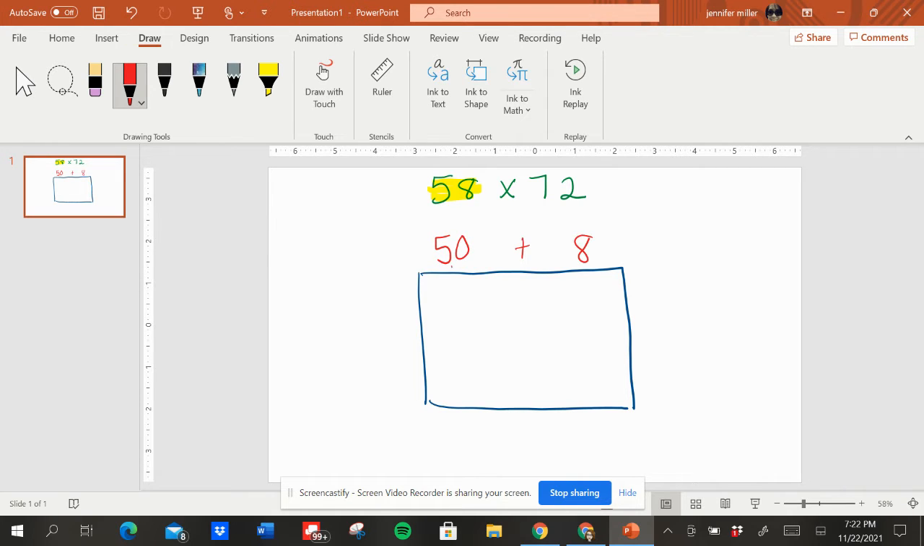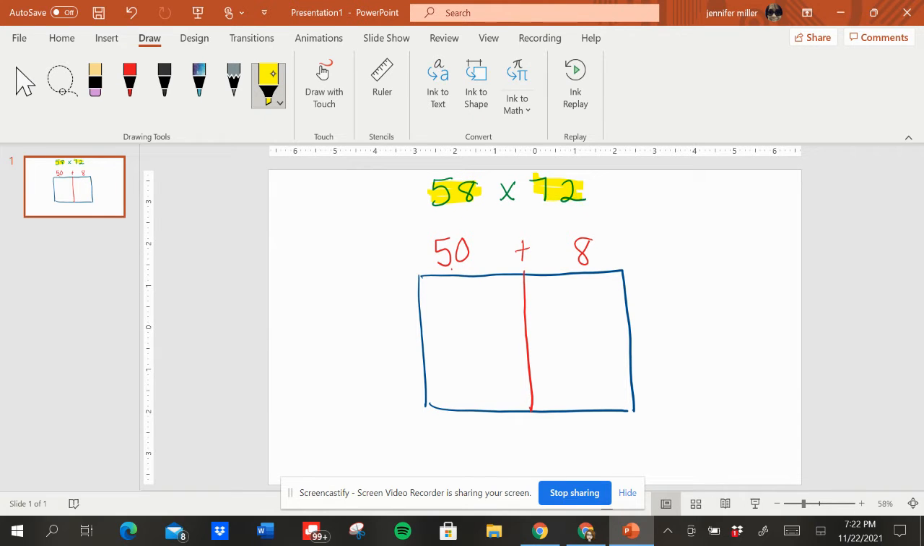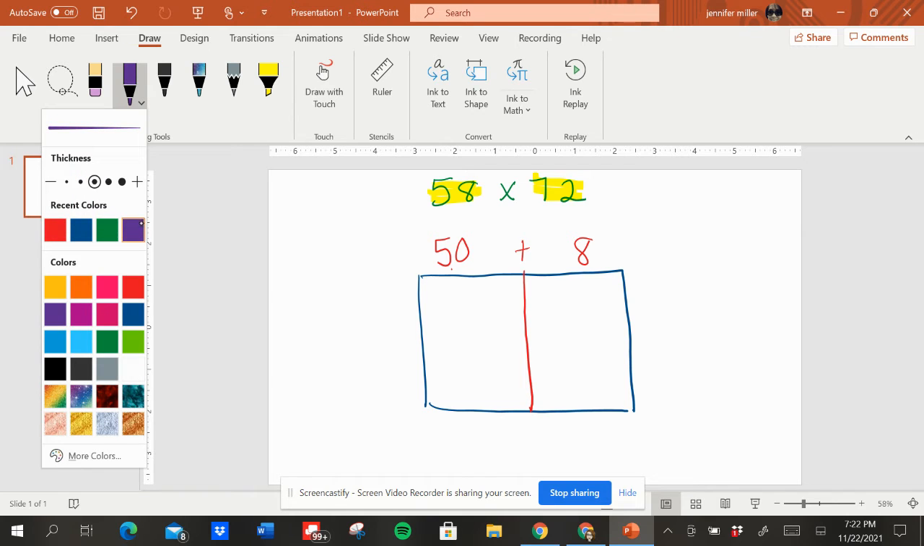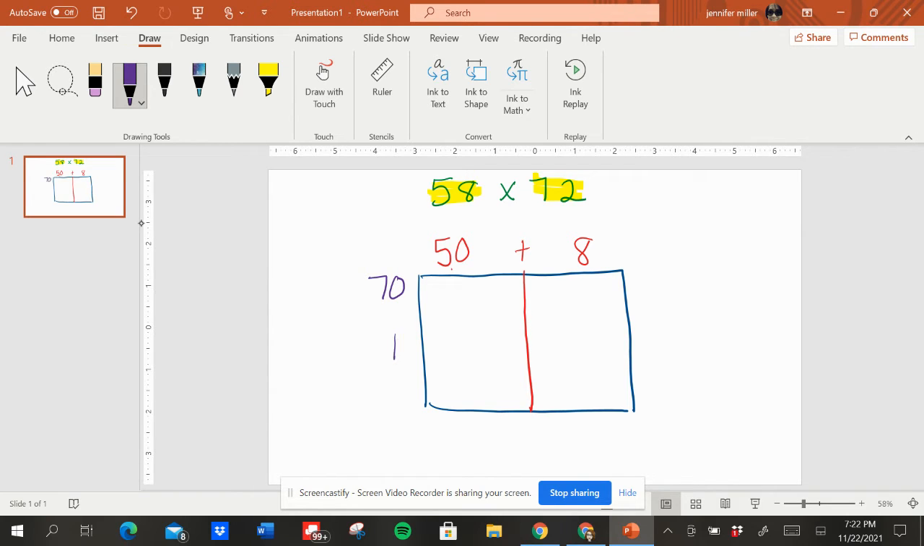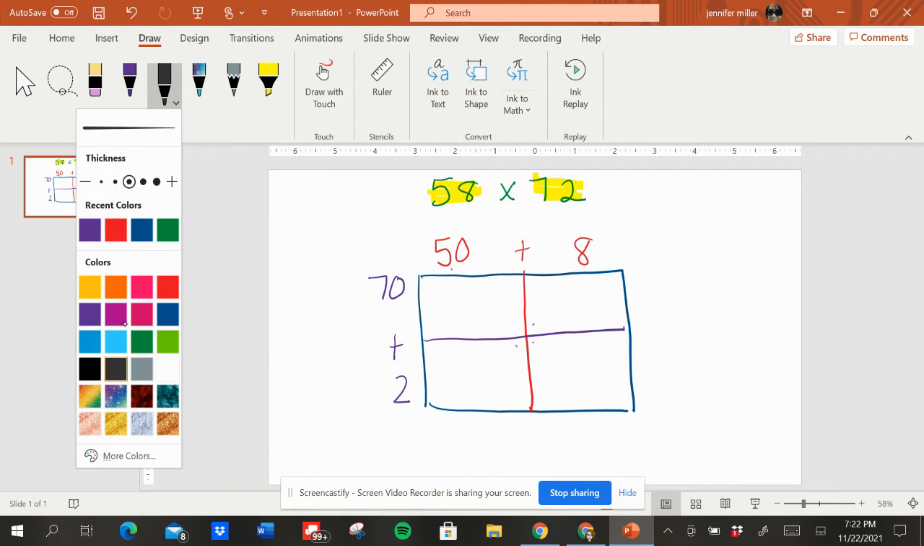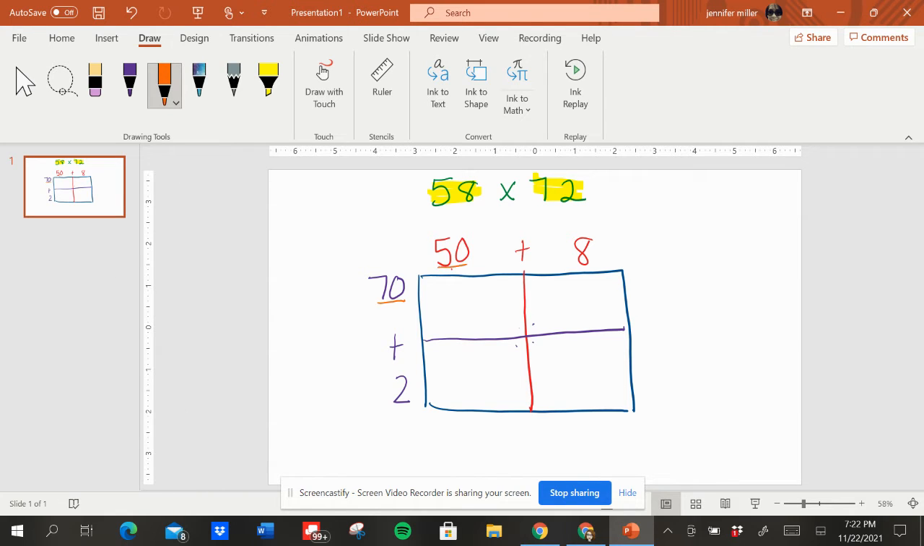And since I have two numbers, I'm going to make two columns. 50's at the top of one, 8's at the top of one. I'm going to do the same thing for the 72, except that my 72 is going to go straight down the left side. So here's 70 plus 2, two numbers, two rows. I'm going to have four partial products here. So I'm going to begin by multiplying 70 times 50.